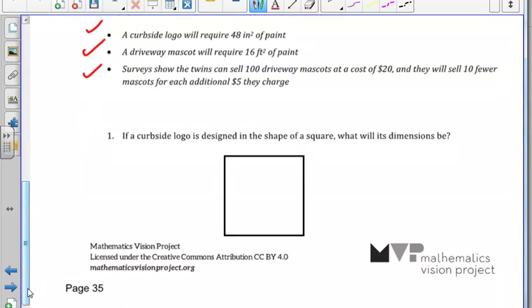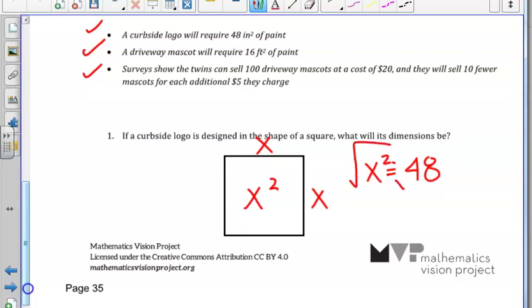If a curbside logo is to be designed in the shape of a square, we know that we can find the area by multiplying side by side, or side squared. If each curbside logo is to require 48 inches squared of paint, we need to solve the equation x squared equals 48 for x in order to find the dimensions of the sides of the square. To cancel out a square in math, we will take the square root of both sides.